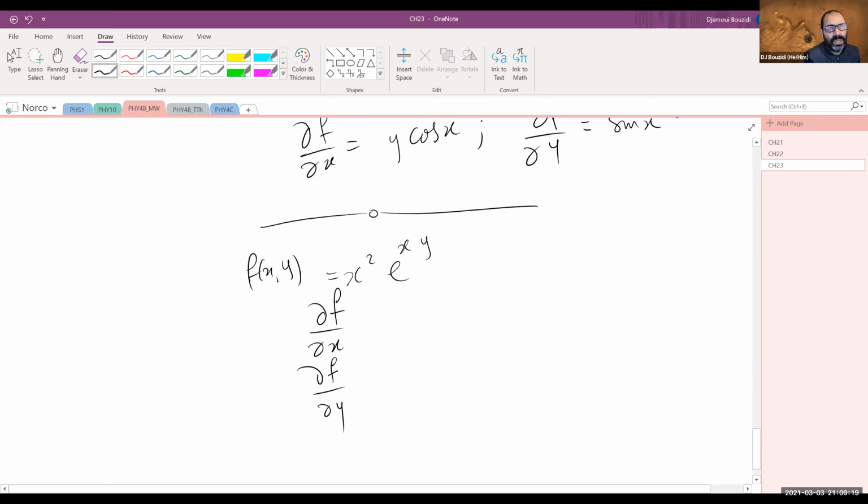Don't forget that you have a product of two functions in here. So it's going to be 2x times the exponential of xy plus y times x squared times the exponential of xy, and you do the calculation. For the derivative with respect to y, there is only one y dependence, so you drop an x in here, so it's going to be x cubed exponential of xy. You guys know how to do this operation? Can you guys see that it's doable? It should be straightforward, following the rules of derivation.